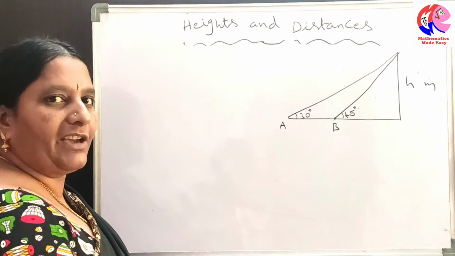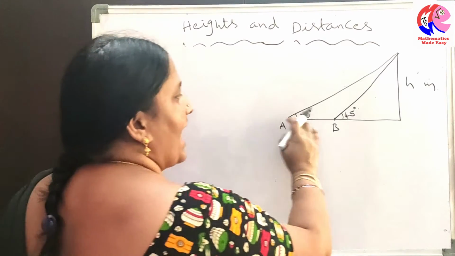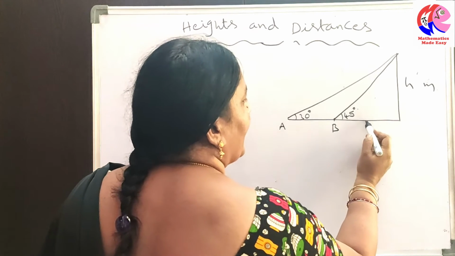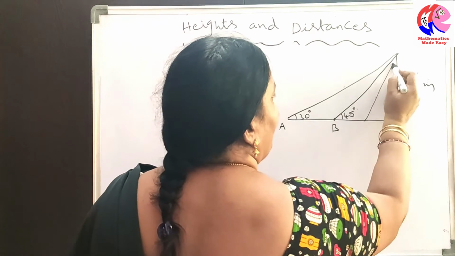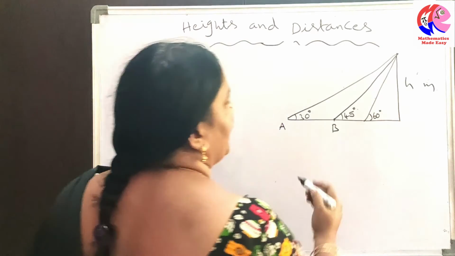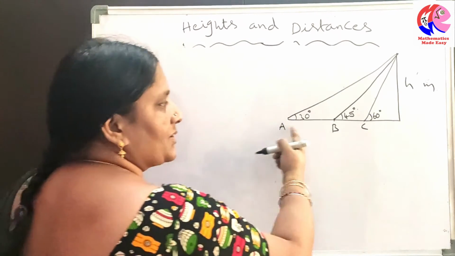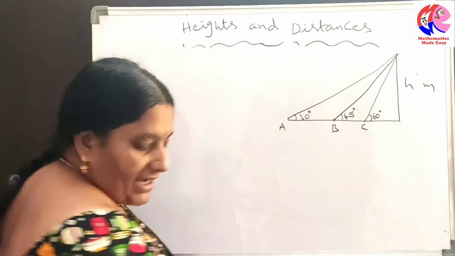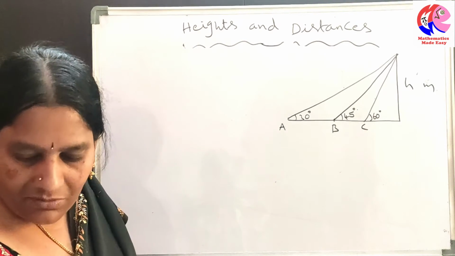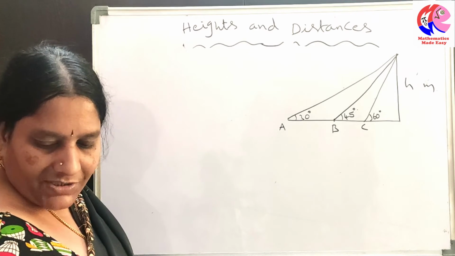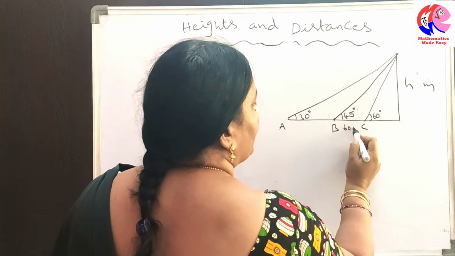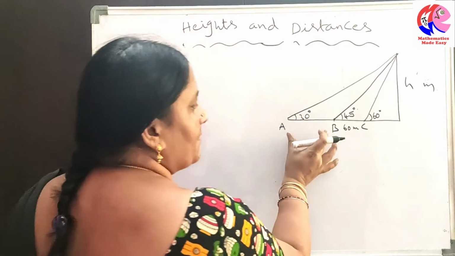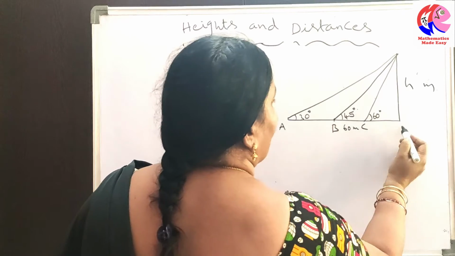When a person is moving near to the object, then angle of elevation will be increased, so that B is nearer to the bottom of the tower, and again he moves from point B to point C with angle of elevation 60 degrees. Let us assume this is a point C. So A, B and C are collinear points. The distance between B and C, BC is equal to 60 meter is given. We have to find what is the distance between A and B, nothing but AB we are finding.